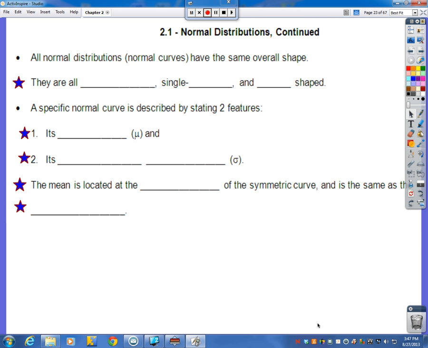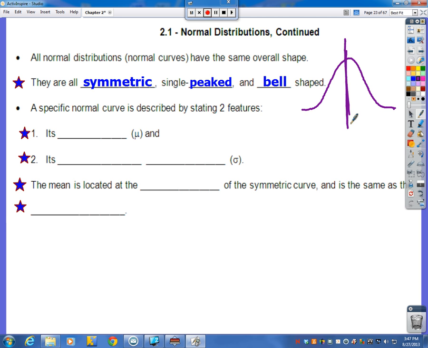First, some additional information about normal distributions. All normal distributions or normal curves have the same overall shape. They are all symmetric, okay? They are single-peaked and bell-shaped. So every time we draw a normal distribution, it should look something similar to this. It is symmetric because we could cut it down the middle, and it's the same left as it is on the right. It is single-peaked, and it is bell-shaped.